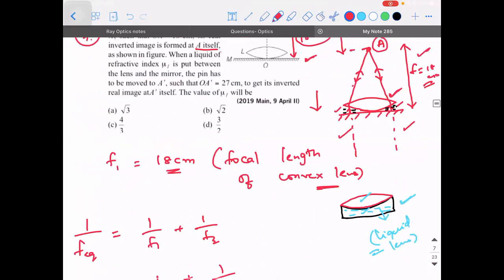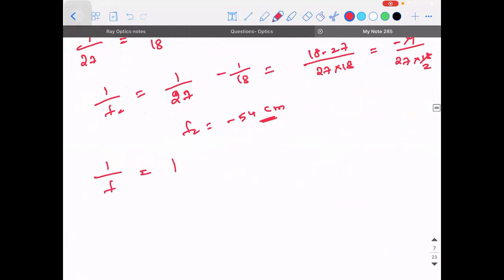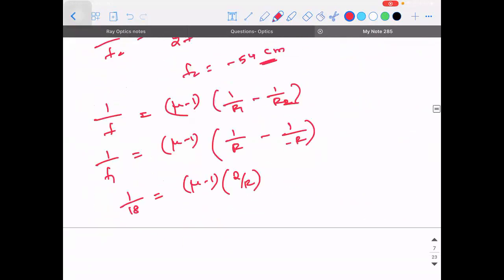Our interest is to find out the refractive index of the liquid lens. For that, we need to think of the formula that relates the focal length to the refractive index. So what formula relates? 1 by f is equal to mu minus 1 into 1 by r1 minus 1 by r2. That is the lens maker's formula. Since we don't know the radius of curvature of the liquid lens, we need to apply this formula twice. 1 by f1 is equal to mu minus 1 into 1 by r minus 1 by minus r. That is mu minus 1 into 2 divided by r. Let this be 1 by 18. That is equation 1.